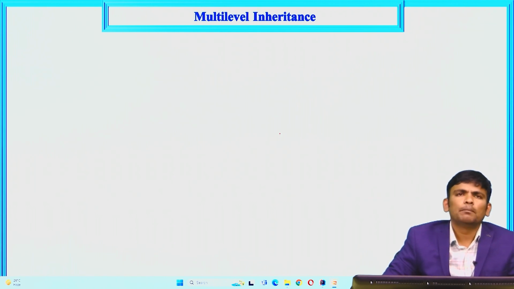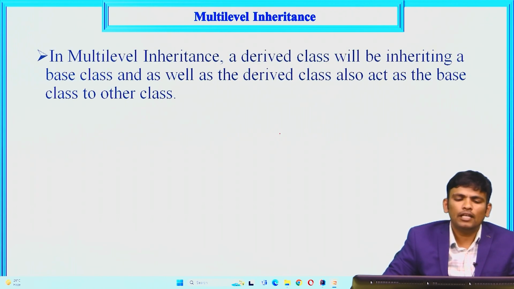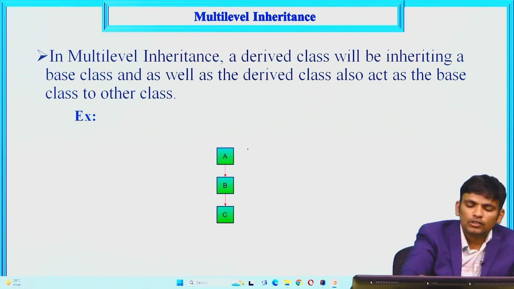Next one, the multi-level inheritance. Multi-level inheritance talks about multiple levels. Suppose I take an example, you can see here. Deriving a child from the parent class. Here I am deriving a B class from the A class, and again I want to derive one more class from B.